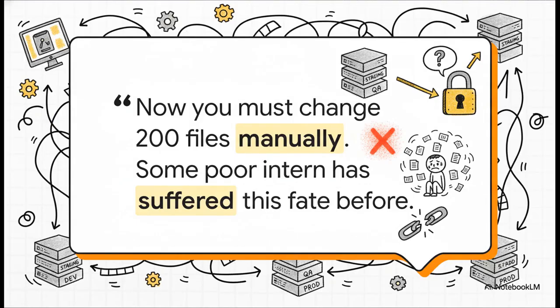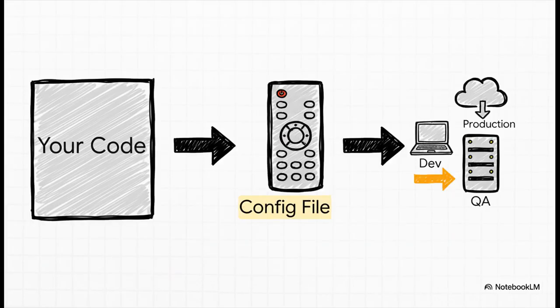So, here's the crucial point. If you hard-coded that localhost URL, what happens when you need to deploy to the QA server? Well, you now have to manually hunt down and replace that URL in every single file. I promise you, some poor intern has suffered through this, and let me tell you, it is a recipe for disaster. The professional solution is to stop hard-coding things, period.